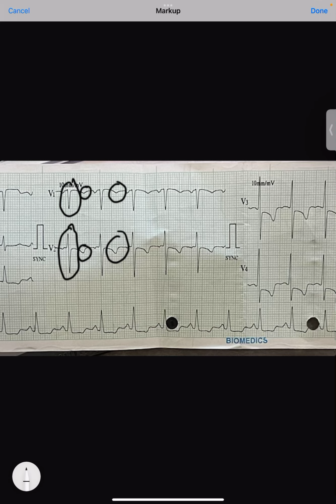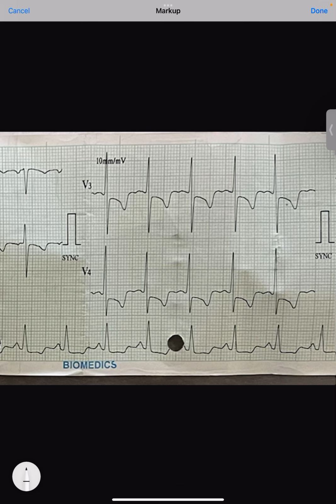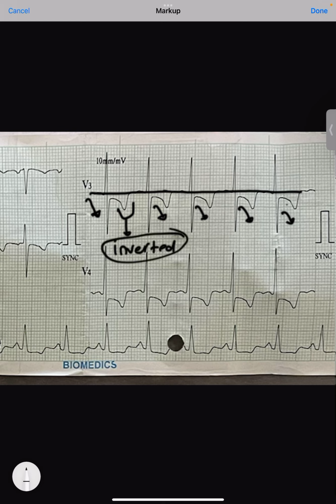In lead V3, we can see there is marked ST depression. This is the baseline, and we can very nicely make out that the ST is downsloping, and the T is inverted. Inverted T and downsloping ST is very highly suggestive of ischemic heart disease, very highly suggestive of block in coronary arteries.